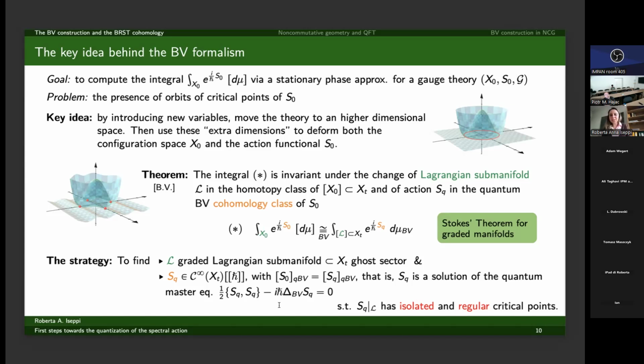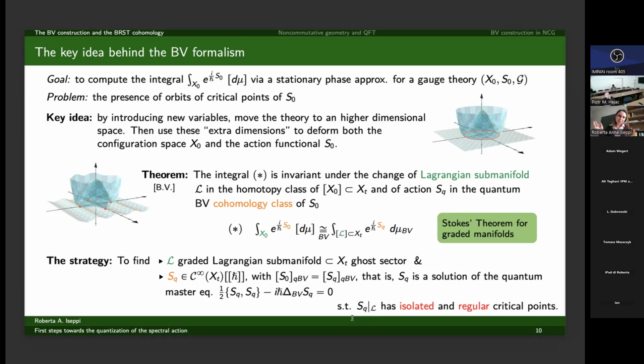So the strategy is to look for these two objects, the Lagrangian submanifold and an action SQ, so that if I study the critical locus of SQ on this new Lagrangian submanifold, it is isolated and regular. As I said, the theorem allows us to tune these two parameters.